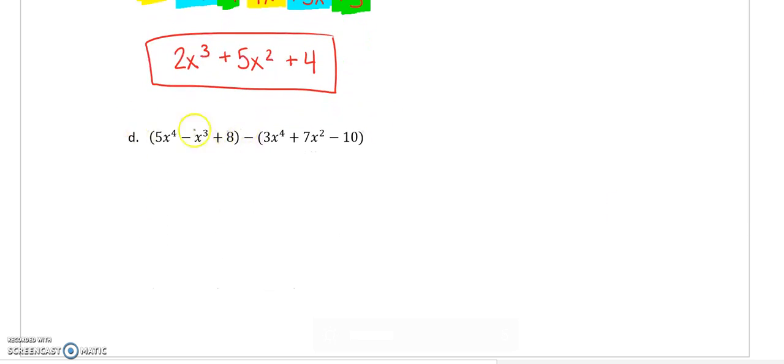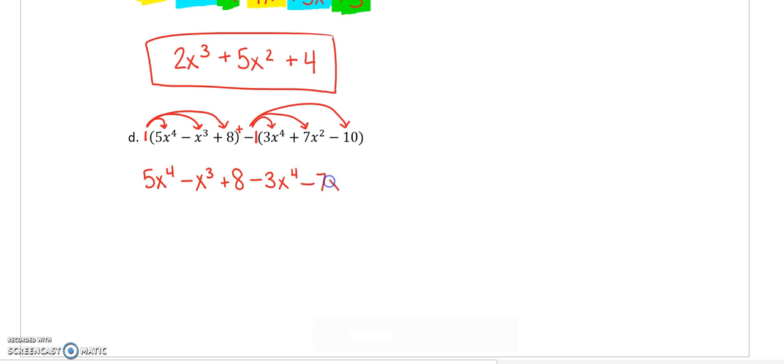Okay, so once again, this first one, to get rid of the parentheses, is just like a positive 1 there. So to distribute that is no problem, because it's just going to stay the same. 5x to the 4th minus x cubed plus 8. But the second one over here, because it's a minus, that's like a minus 1. So in order to distribute it, I'm going to change it to a plus, so it's not subtraction anymore. And now I just distribute the minus 1. So negative 1 here, negative 1 there, negative 1 there. And that just makes everything opposite. So negative 3x to the 4th, negative 7x squared, and positive 10.